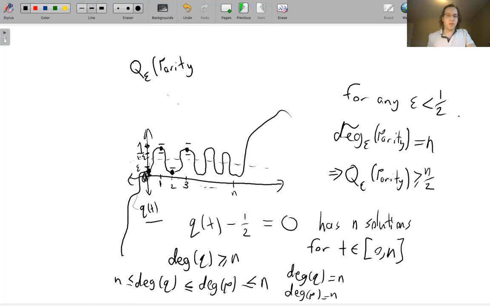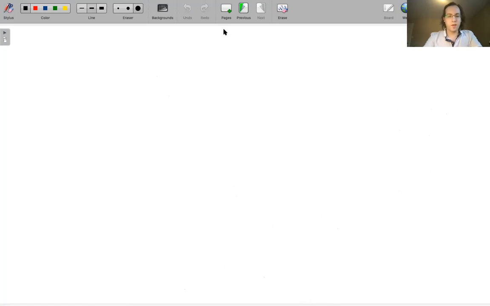So in fact, the quantum query complexity of parity on n bits is exactly n/2 when n is even, and I guess it's (n+1)/2 or something when n is odd. This is for all epsilon less than half. So it's actually the same regardless of the value of epsilon. So this is sort of the main idea behind the polynomial method.